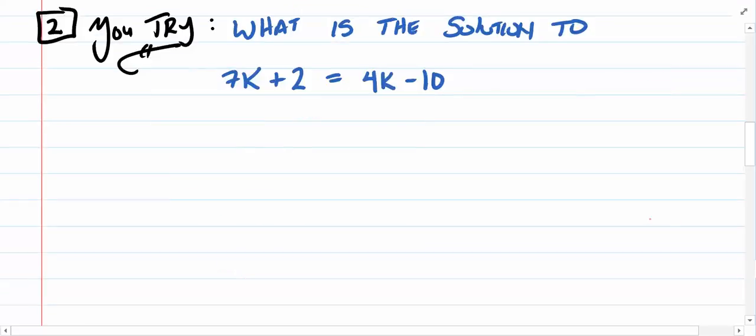For box number 2, I want you guys to try this one on your own. Okay, I want you to say, what is the solution to 7k plus 2 equals 4k minus 10?